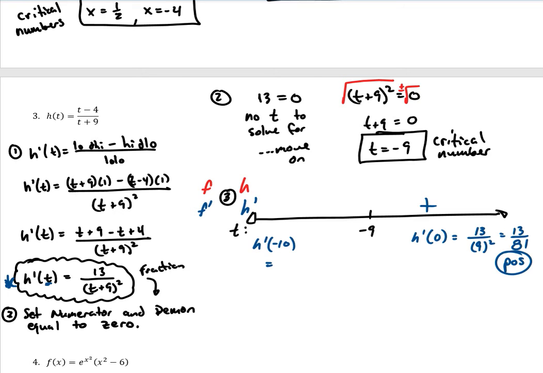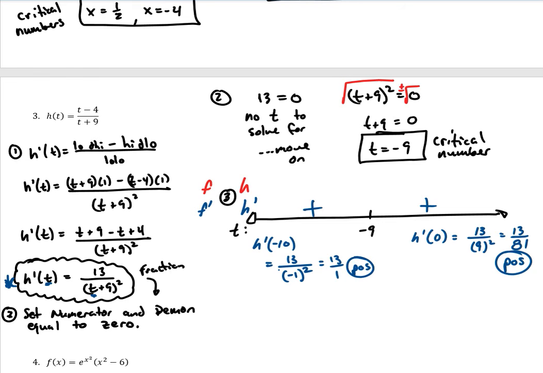I already did that t, and I have 13 up top. If I plug negative 10 into that t, I would have negative 10 plus 9, which is negative 1. But it's getting squared, so this would be 13 over positive 1, and 13 over 1 is still positive. So that means this is positive as well.